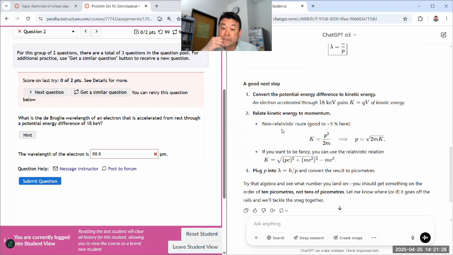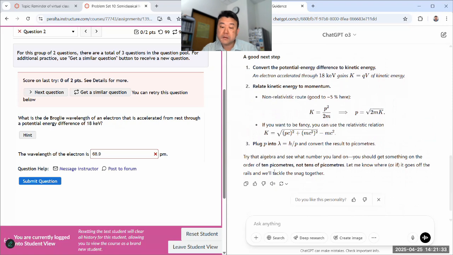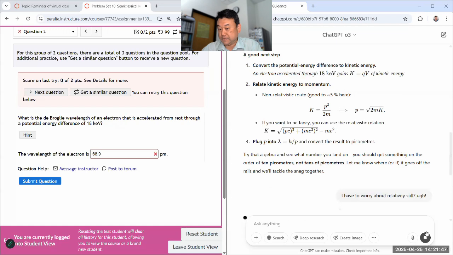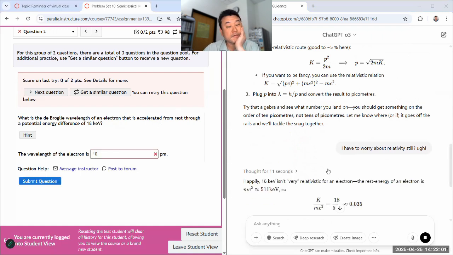Let me just hyper focus on this and say I have to worry about relativity stuff. Let me just see what it says. That has nothing to do with solving the problem. Get something on the order of 10 picometers. Ah, interesting. Let me just try putting in 10. But if that's not correct, then all right, it's giving me some help.